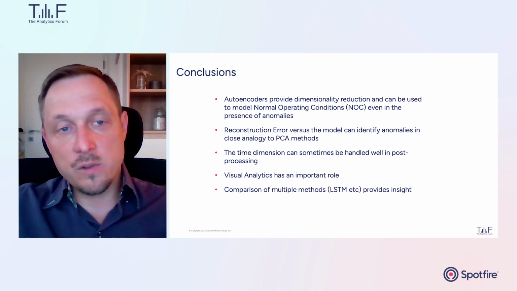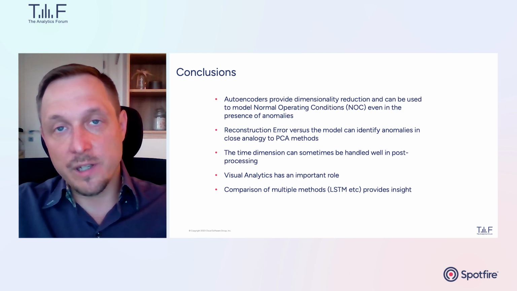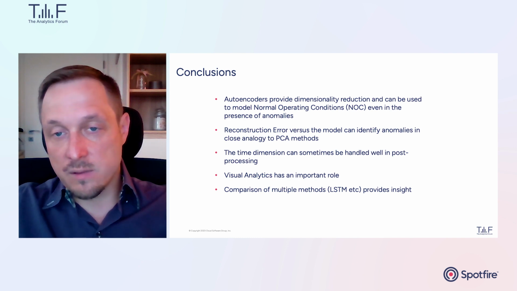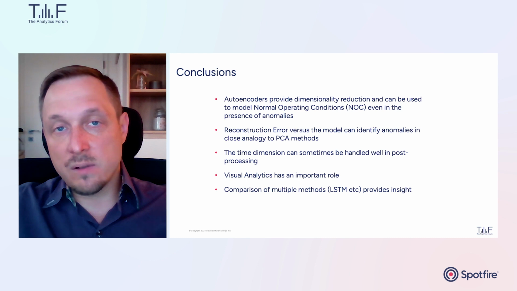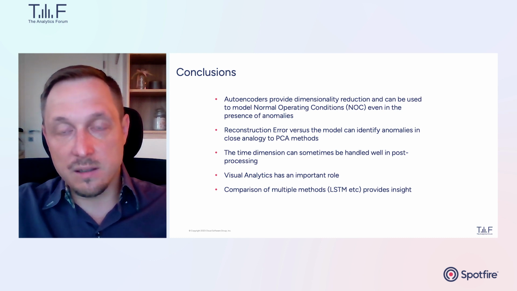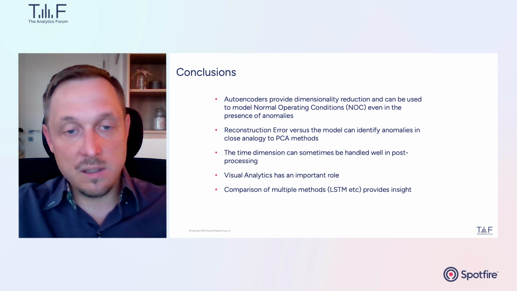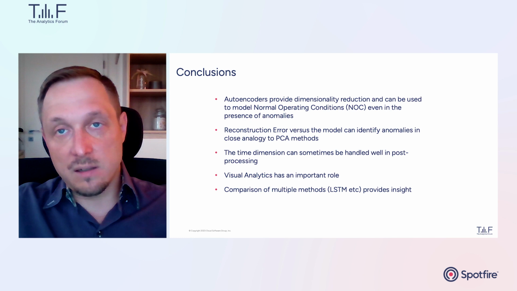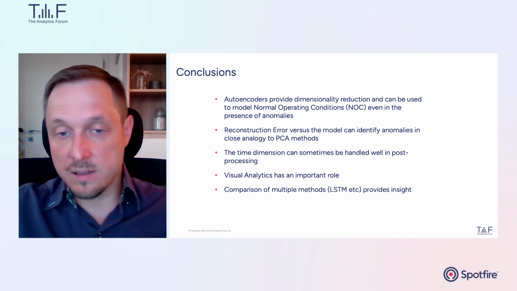Thank you, David. Thanks for great examples and explanations. So let me summarize what we have learned. So the most important thing is that autoencoders really can be used to model normal operating conditions, even in presence of outliers. And also that reconstruction errors can identify anomalies in close analogy to PCA methods. Time dimension can be handled well by post-processing, and in visual analytics, or visual inspection has an important role, as we have seen, for understanding and interpretation of our results, right?